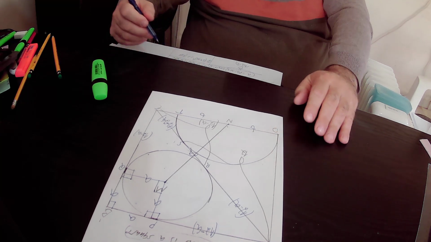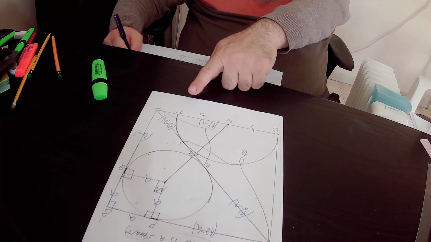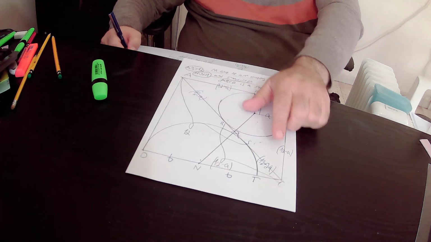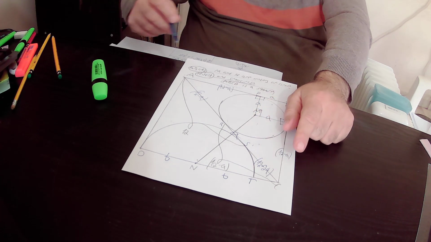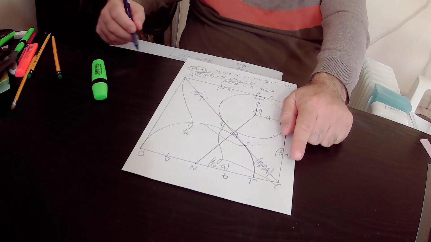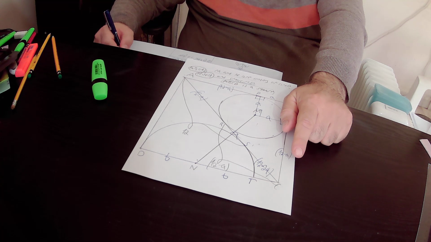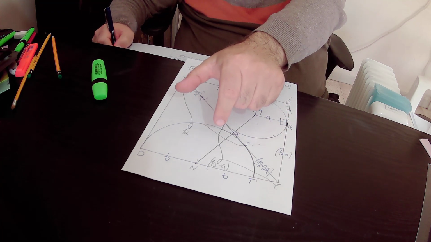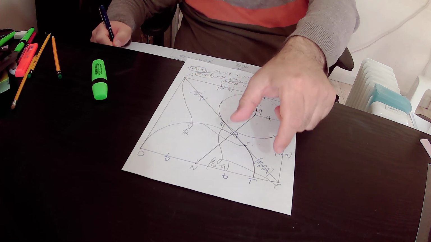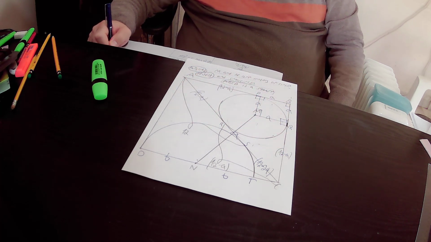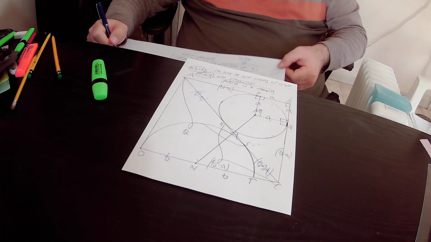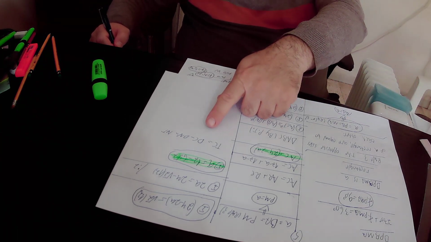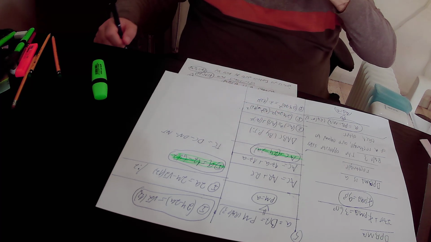And what is the value of line segment TC? Here, from the drawing, it is very easy to see that the length of line segment TC will be equal to DC minus DN minus NT. Okay, I repeat again. The length of line segment TC equals DC minus DN minus NT.